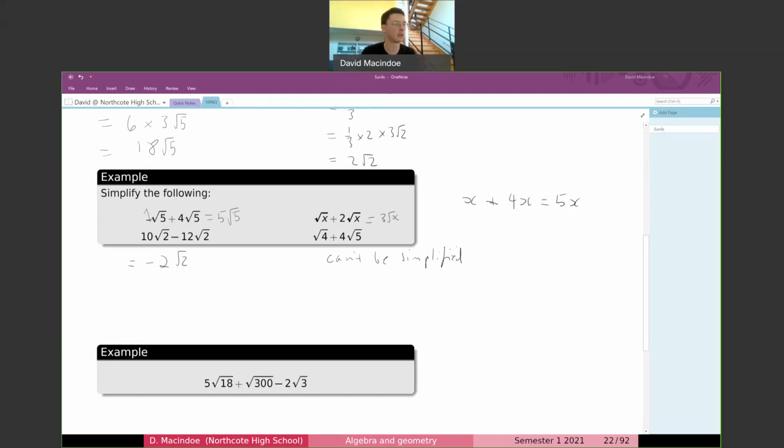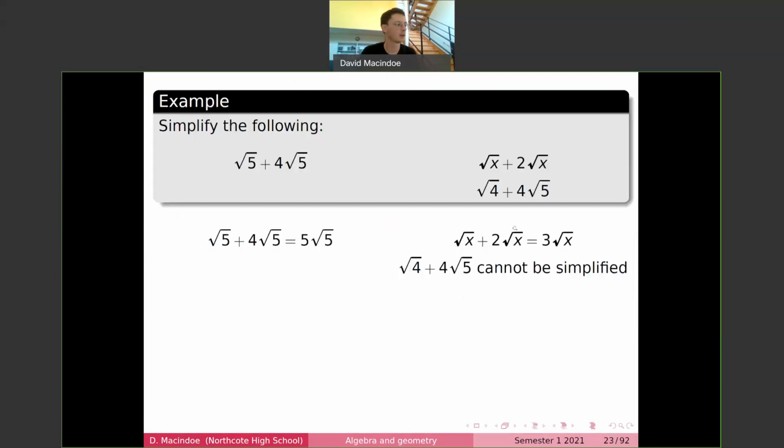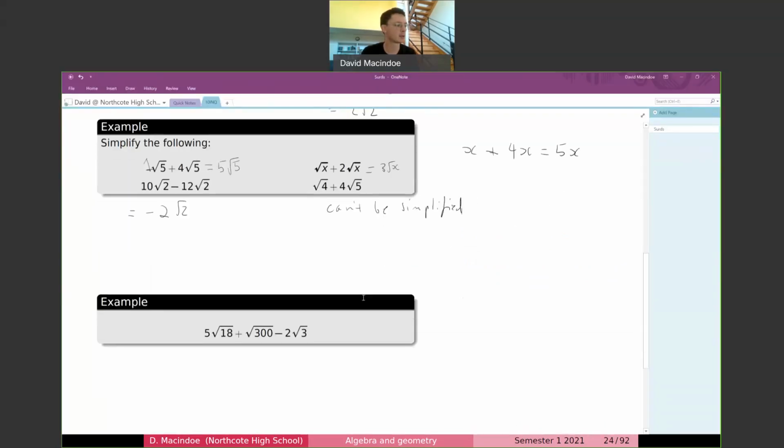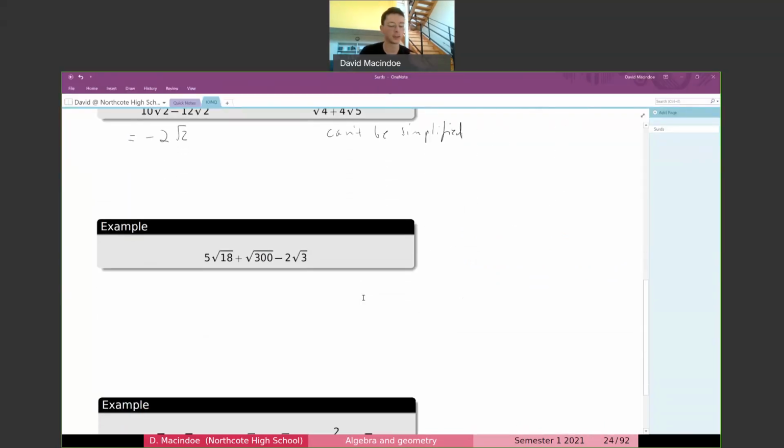All right, let's go to another example. This one is a bit more complicated, and this is where my advice comes in: it's best to simplify the surds first. That's going to save you lots of trouble. Do that first and then do the addition or subtraction. So here we've got 5 root 18, so that's 5 times root 9 root 2, plus root 3 root 100, take 2 root 3.